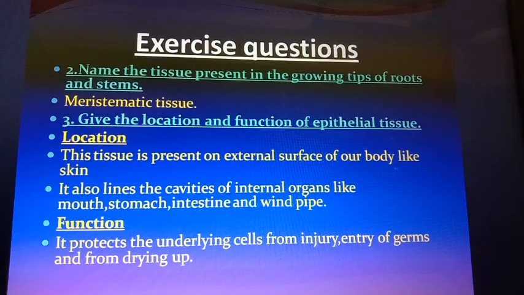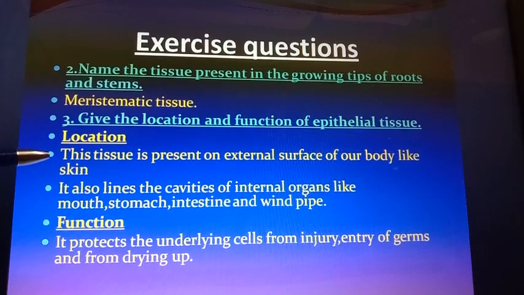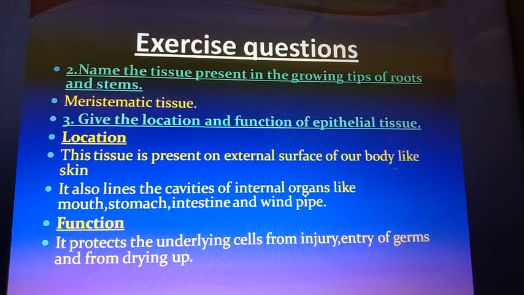What is the location? First, this tissue is present on external surface of our body like skin. It also lines the cavities of internal organs like mouth, stomach, intestine and windpipe. Next is the function of the epithelial tissue. It protects the underlying cells from injury, entry of germs and from drying up.